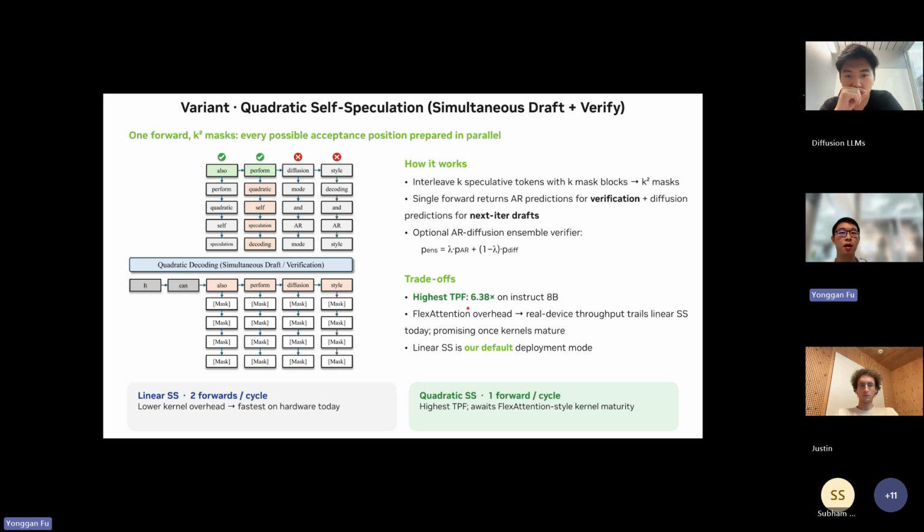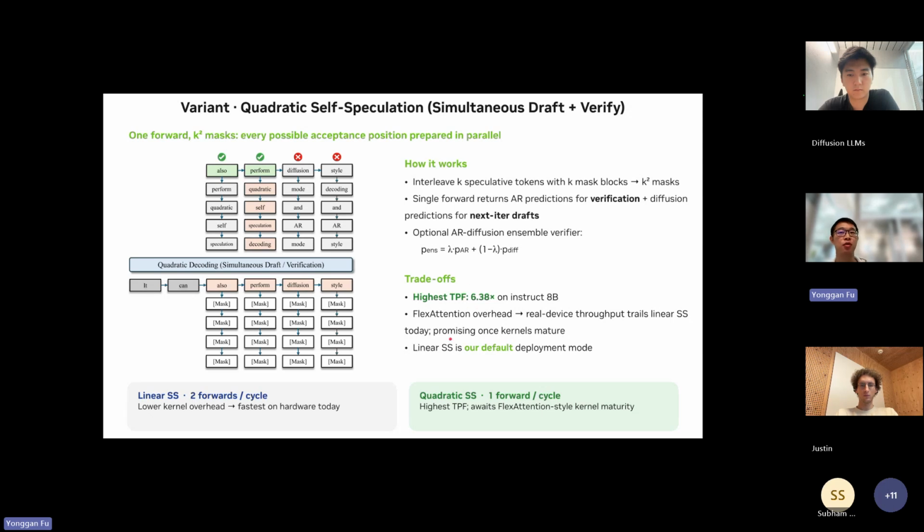For example, it can boost the achievable tokens per forward from 4.5 to 6.4 on our HB model. It can achieve better speedup under this batch size 1 scenario. But the cost is a super high computational cost per forward, and you also need a special attention mask to achieve this decoding pattern. This is usually achieved by flex attention, and currently our flex attention kernel implementation may not be so good, so the real-device speedup cannot match the achievable theoretical tokens per forward.